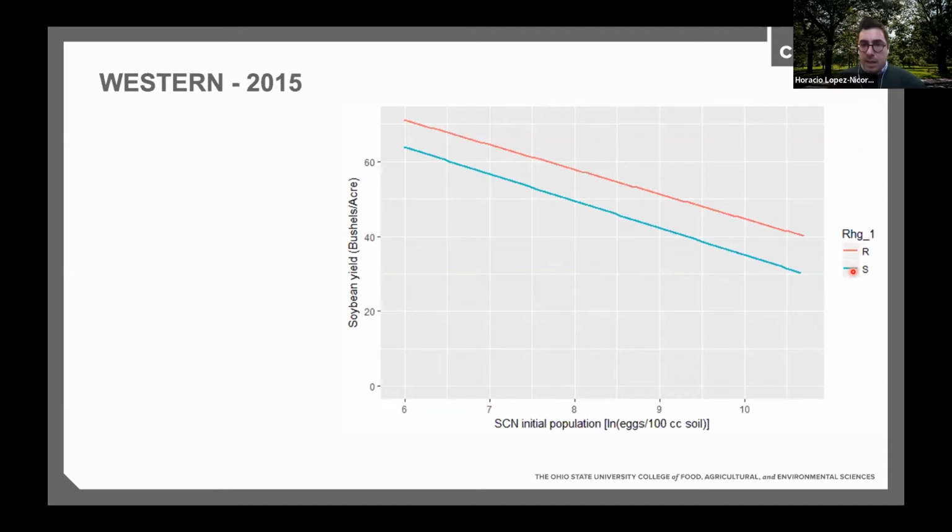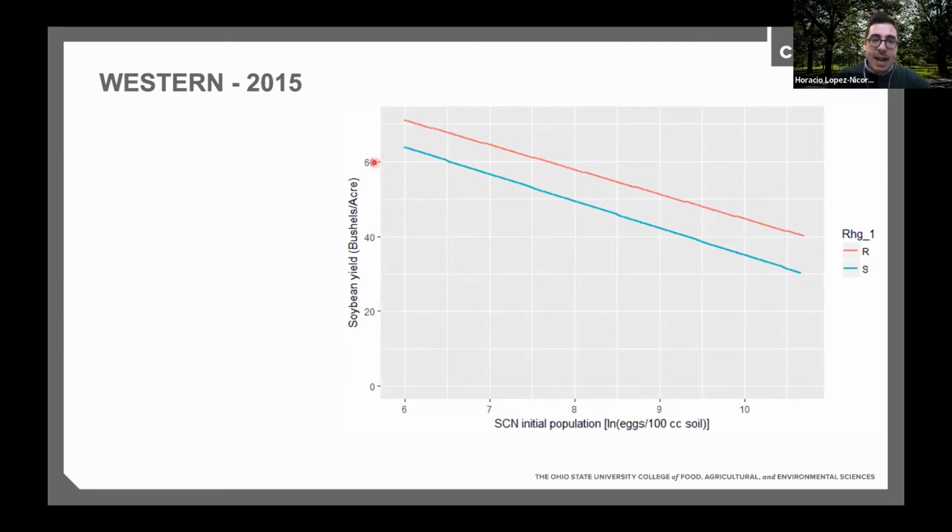We purposely put these lines in a field with a population that can actually reproduce on PI 88788. Again, the main question here was, can I still benefit from using a resistant line with the PI 88788 source of resistance in an HG type 2 population field? On the x-axis, I'm showing the amount of soybean cyst nematode at planting in eggs per 100 cc of soil. This is log transformed, which is why the numbers here are very low. This is just for the analysis.